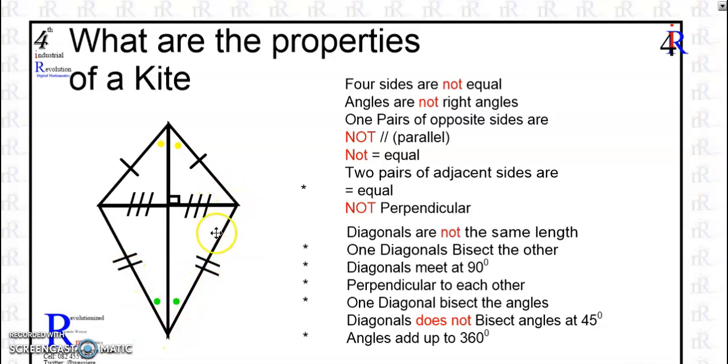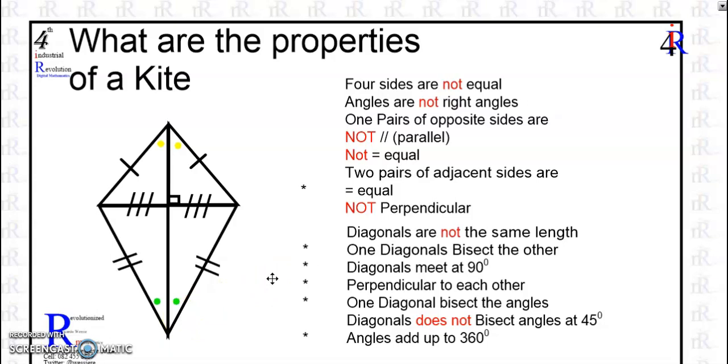We also note that the adjacent sides are not perpendicular to each other as you would find with a square. The diagonals are not the same length. The one diagonal does, however, bisect the other diagonal. The diagonals do meet at 90 degrees. The diagonals are perpendicular to each other. One diagonal bisects the angles. And we know that the diagonals do not bisect the angles at 45 degrees.